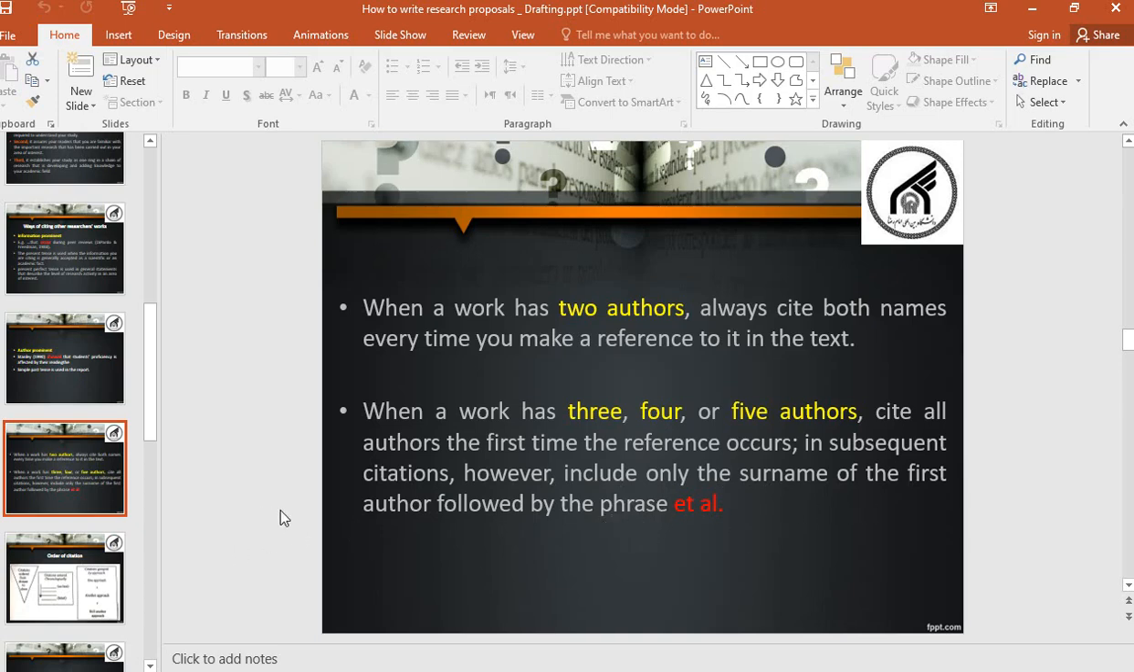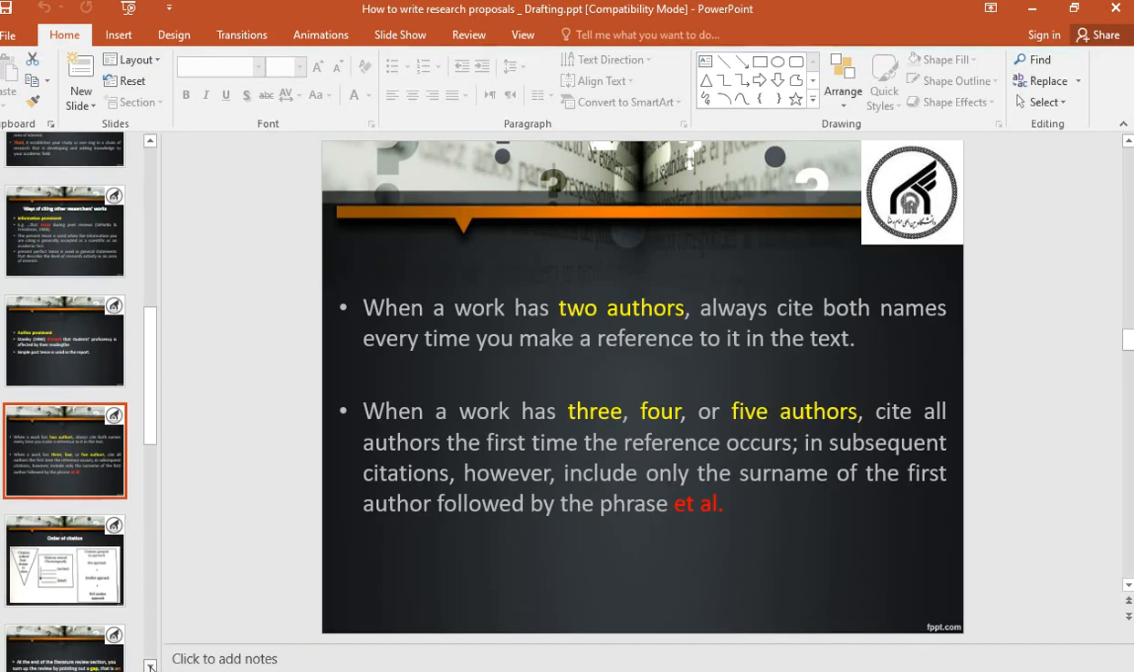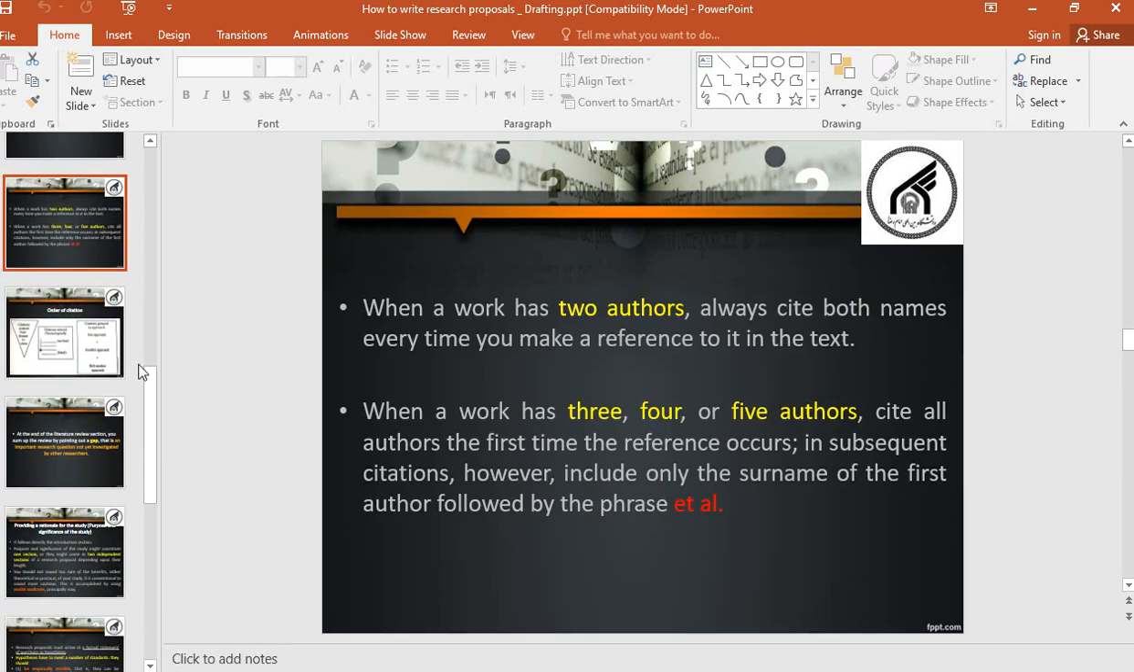Right? For example, Stanley et al. Et al. means "and the others," the other writers, right? So there is no need to name them again and repeat all the names again and again if you cite the same source.